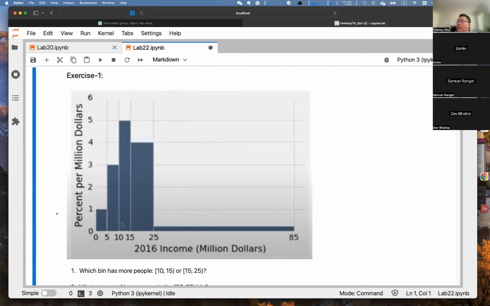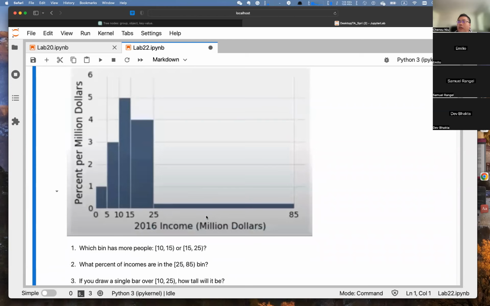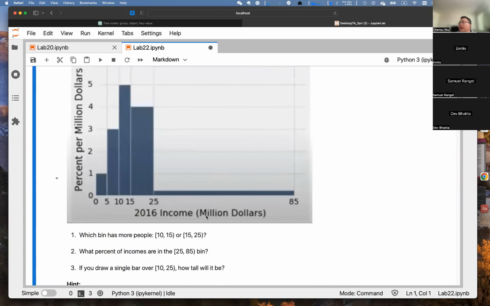Here the first three bins all have width 5: 0 to 5, 5 to 10, 10 to 15. But the fourth one is 15 to 25, so its width is 10. And for the last bin, the width is 60. It's a little different, but we need to learn how to read the information from these histograms. So first question: which bin has more people, 10 to 15 or 15 to 25?